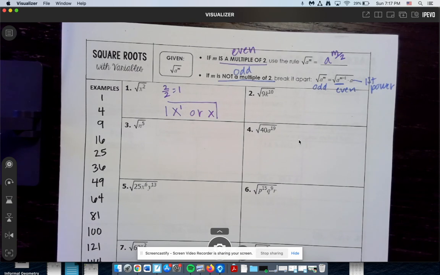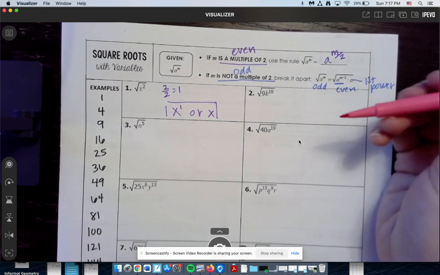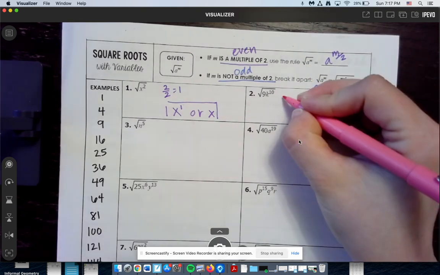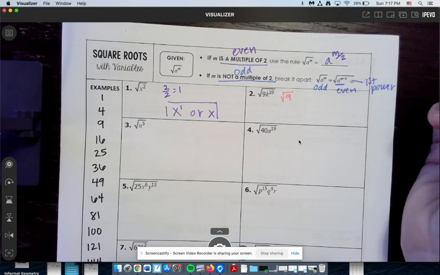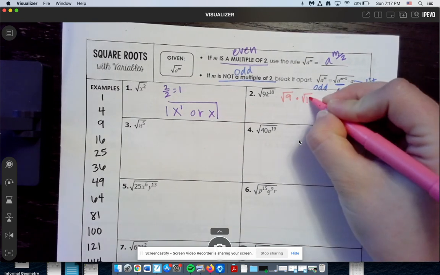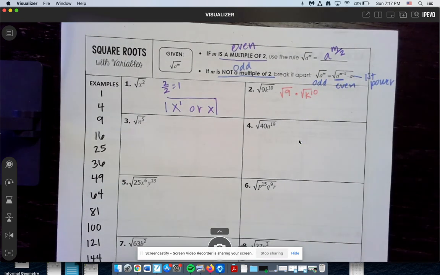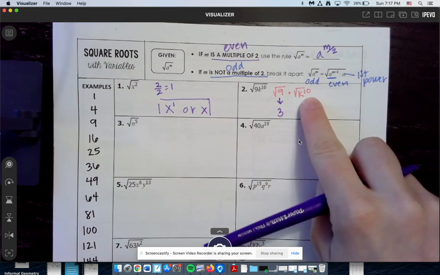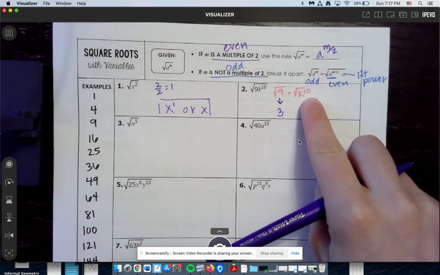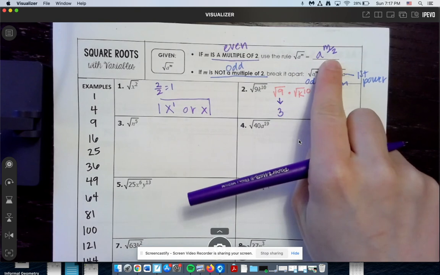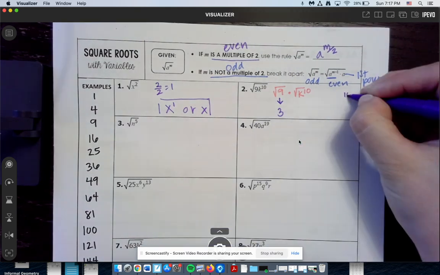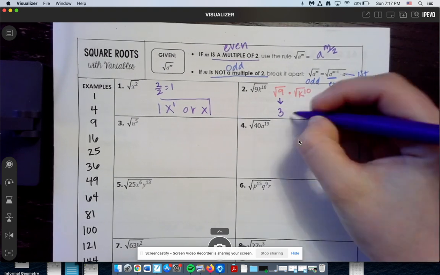Okay, our next one here. The square root of 9 times k to the 10th power. So we're just going to break it down into pieces. So I have the square root of 9 times the square root of k to the 10th power. We know that the square root of 9 is 3, so that gets to come out of the radical. Now is 10 even or odd? It's even, so I just divide it by 2. So how many 2's can I pull out of there? 10 divided by 2 is 5. So we'll have k to the 5th.